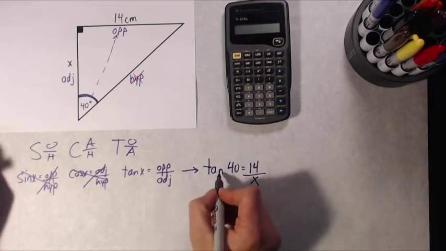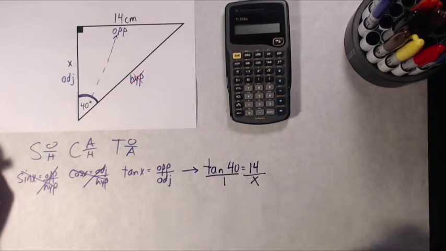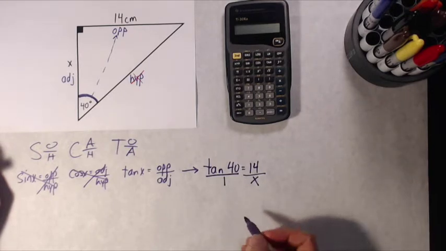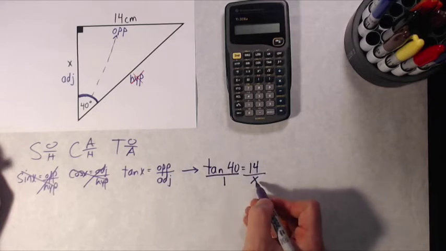Well, the first thing I can do is make tan of 40 into a fraction. And the reason I do that is because now I can cross multiply to solve for x. Cross multiplying is actually a lot easier than it seems. All I need to do is take my 3 known values and use them to solve for x.